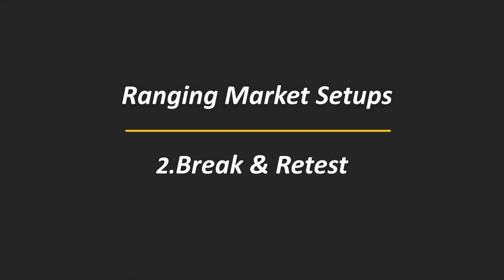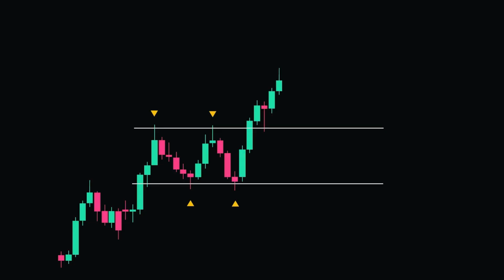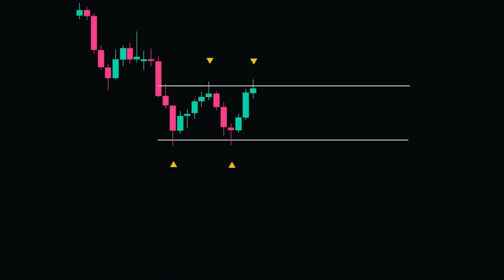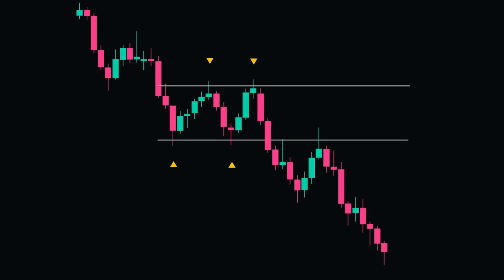Number 2. Break and retest. When price breaks above resistance, it turns into support. We wait for price to come back and retest that level. If the level holds and price shows rejection, we look for buying opportunities. Similarly, in the bearish scenario, when price breaks below support, it turns into resistance. We wait for price to come back and retest that level. If the level holds and price shows rejection, we look for selling opportunities.